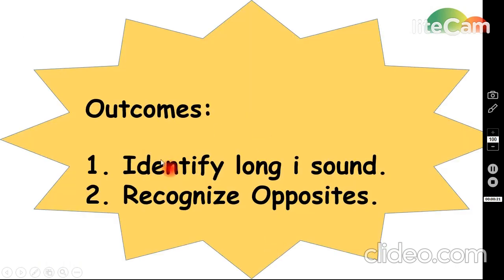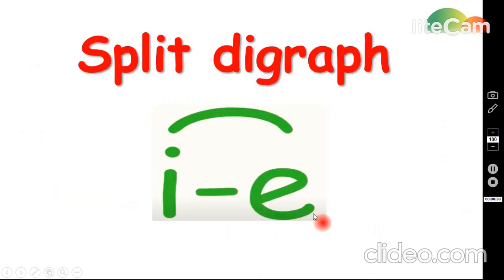Our outcomes are: 1. To identify the long I sound. 2. To recognize opposites. Now, our lesson for today is about split digraph.